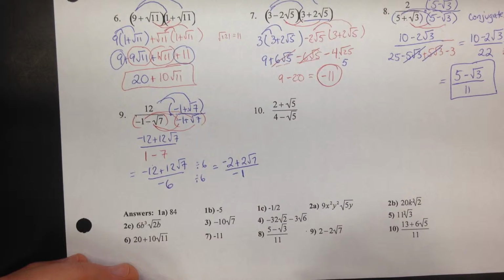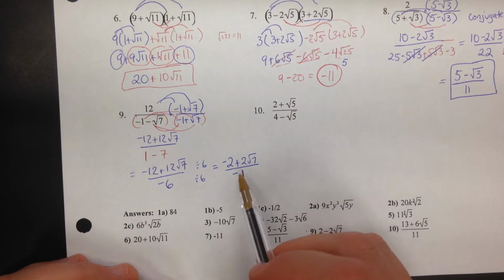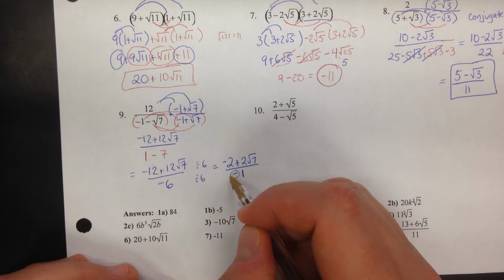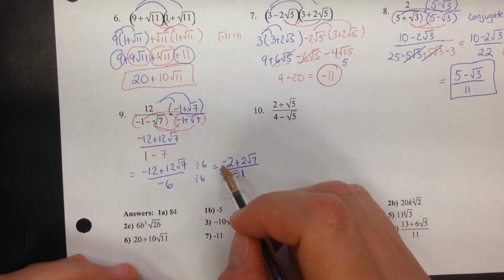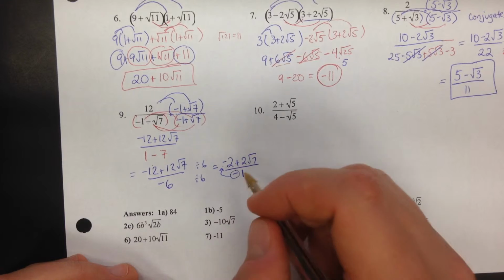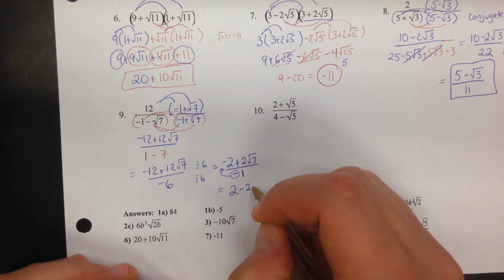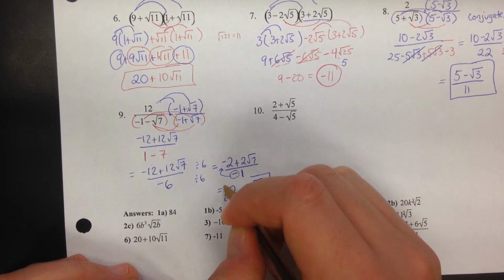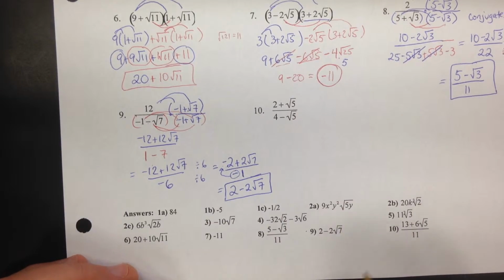Actually, I don't like that. I don't like to leave a negative in the bottom. So I'm going to move this negative up to the top. But what happens is that it's going to distribute to here. So it becomes positive 2 minus 2 root 7. There's my solution right there.